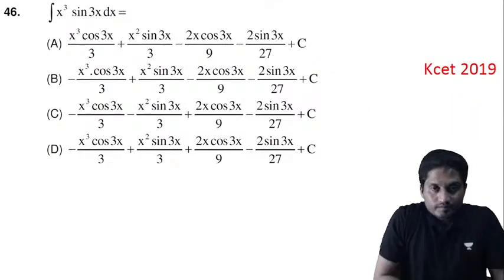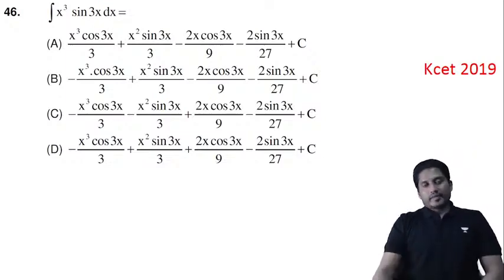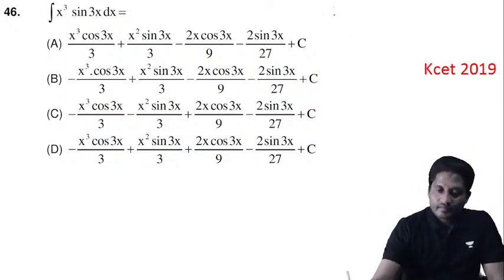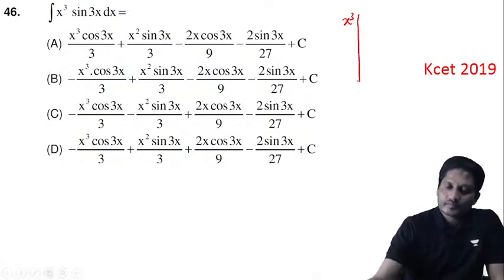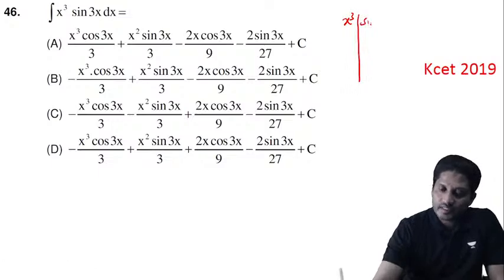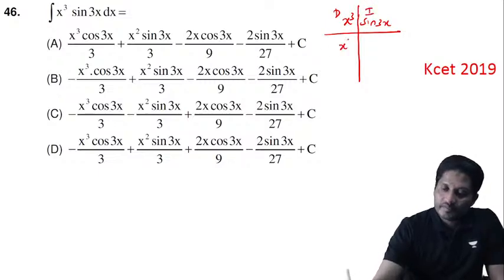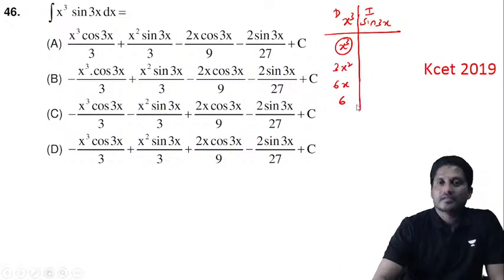Okay, now listen. No need to use by parts. If you use by parts, it takes a lot of time. Okay, let's take it like this. This is x cube, this is sine 3x. This is the differentiation column, this is the integration column. Initially, you keep x cube as it is. Differentiation of x cube is 3x square. Differentiation of 3x square is 6x. Differentiation of 6x is 6.